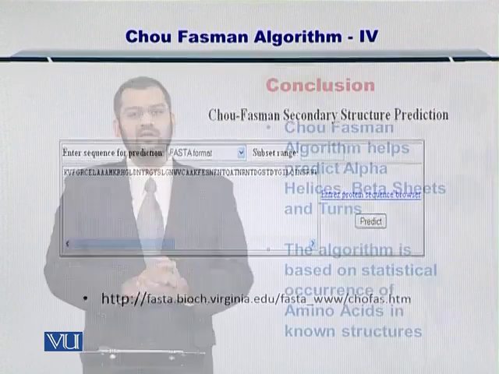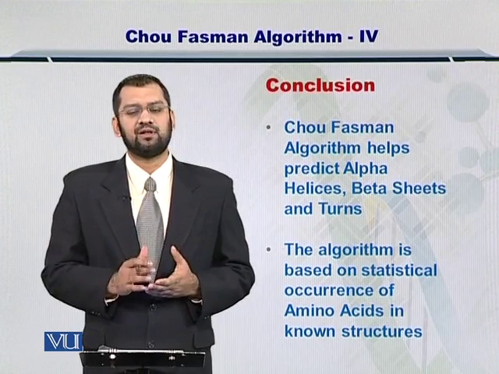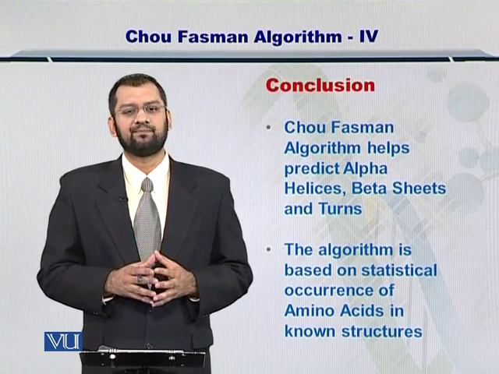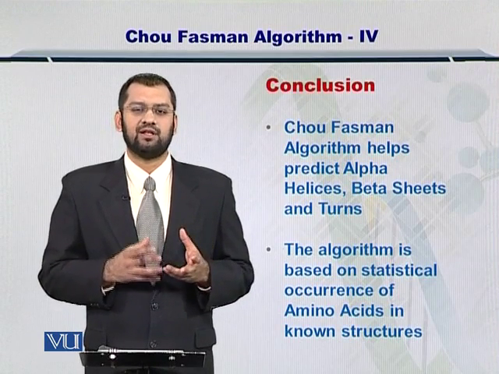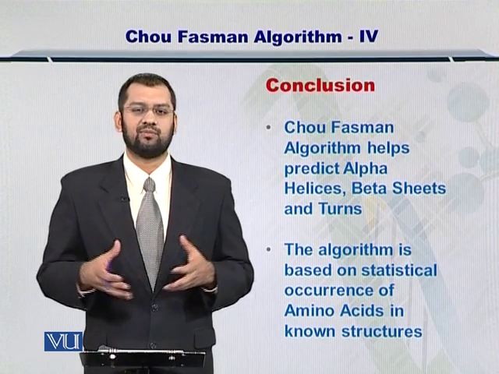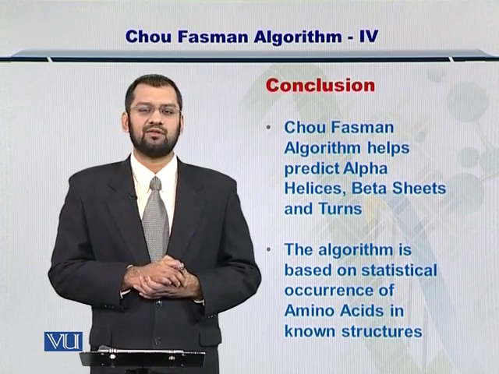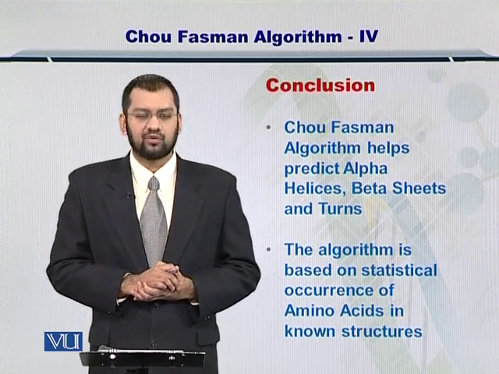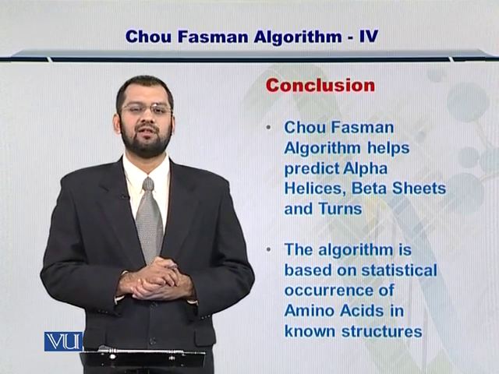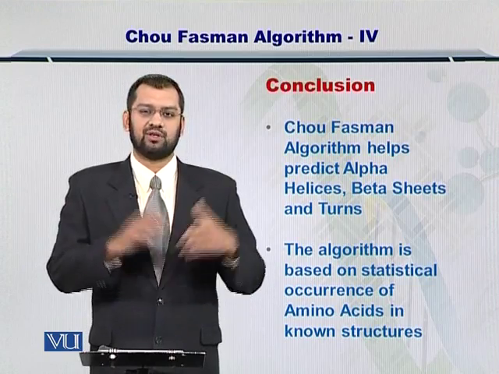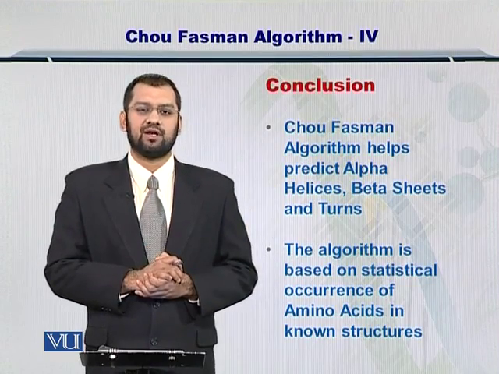So in conclusion, Chou-Fasman was the seminal and the first algorithm to predict the alpha helices, beta sheets and turns from the primary sequence, that is the amino acid sequence of the proteins, and this algorithm is based on the statistical occurrence of amino acids within the larger UniProt database sequences.